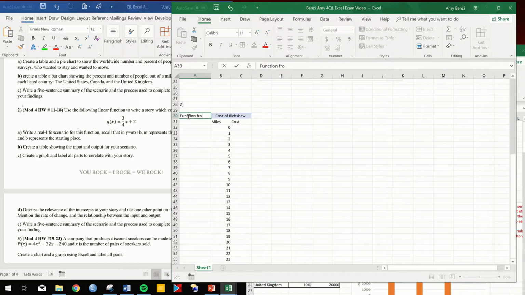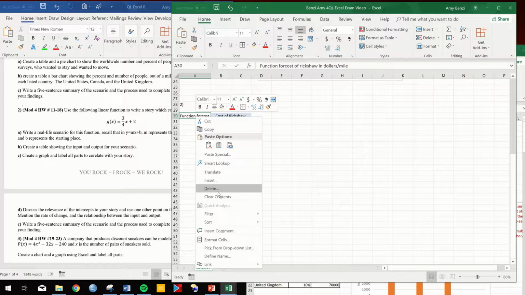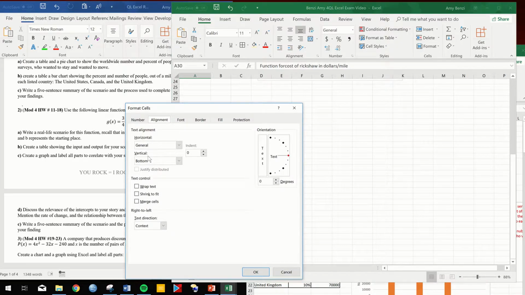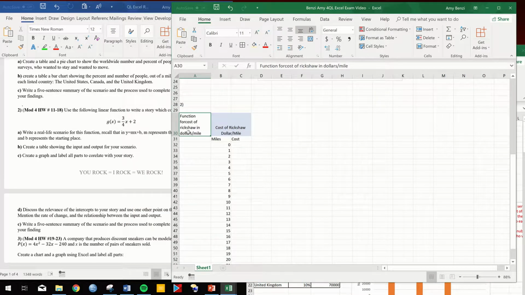Function for. A lot of typos. I know, and I know I'm not even catching them all. I'm going to format this cell to wrap my text. All right. Any more typos? We'll just move past those.